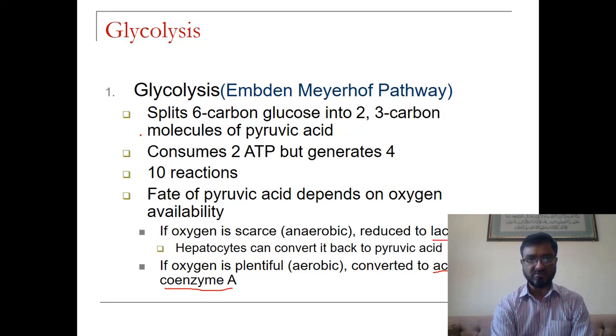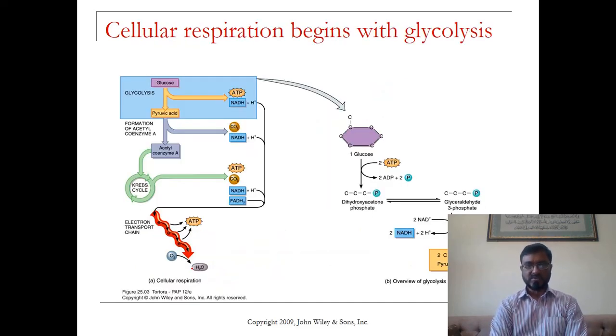These are the products from the glycolysis process from the glucose. So glucose can be converted into lactic acid under the anaerobic condition, and glucose can be converted into acetyl CoA under the aerobic condition. So look at this one. This is the brief overview we have seen in the previous lecture as well.